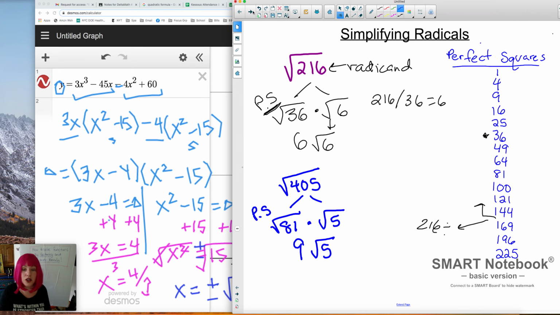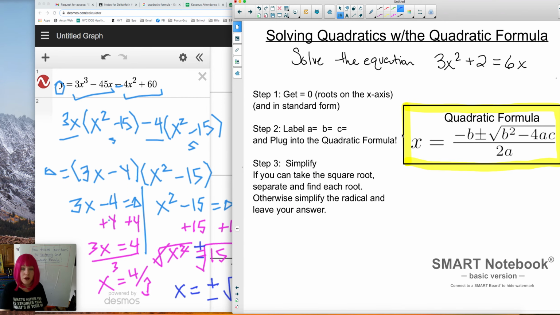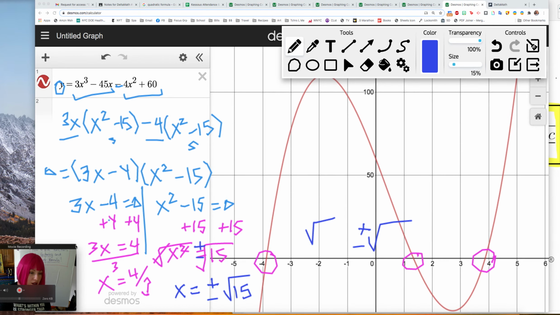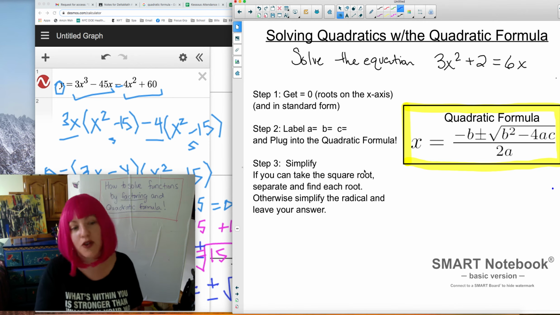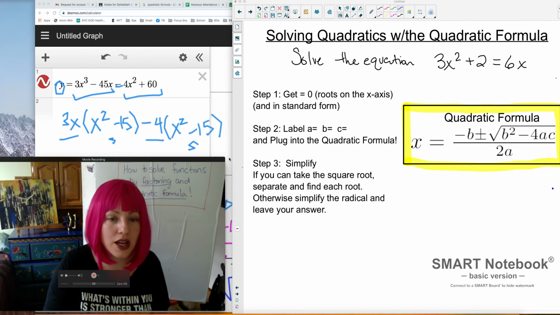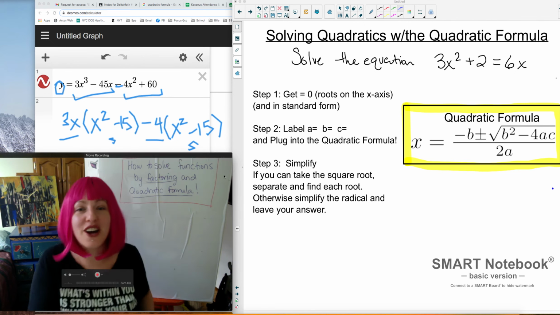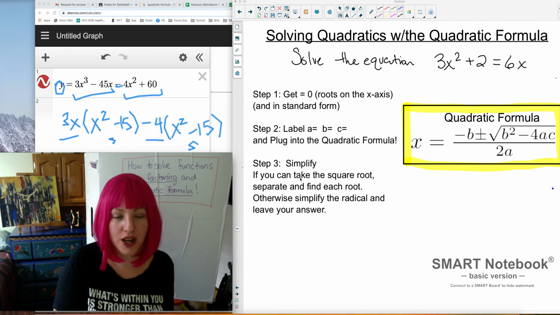Now we're going to go to the quadratic formula with simplifying radicals. You may remember this from last year. I hope that you made a song maybe. I know a lot of students do songs to remember the quadratic formula. That's a great way to remember it. Okay, so feel free to pause this. You're going to write a lot of notes.